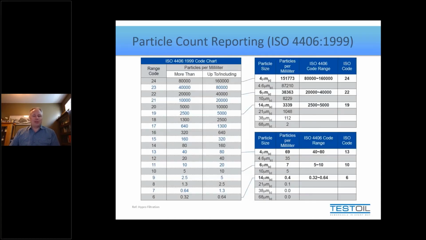So if you look here, the table on the left is the set of ISO codes and the associated ranges with each code. I'll go through that in a second. Over to the right are 2 examples of a particle count, and I will go over the top example. I don't need to go through 2. I think you'll catch it on the first one here. So looking at this ISO chart here, take a look at the 5th row from the bottom where it says ISO code of 10. Any particle count between 5 and 10 particles per milliliter is given a code of 10.